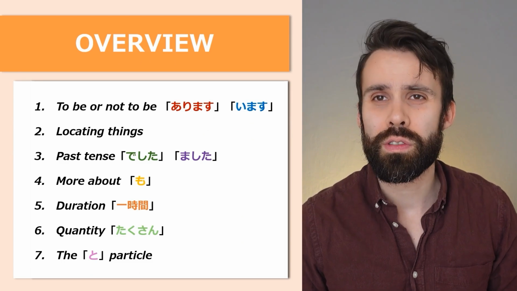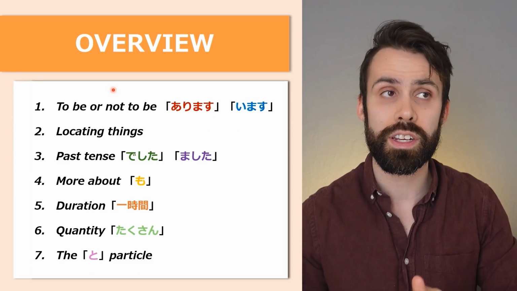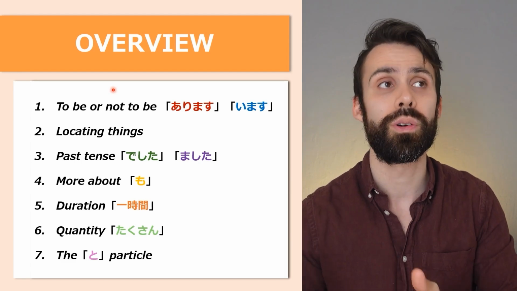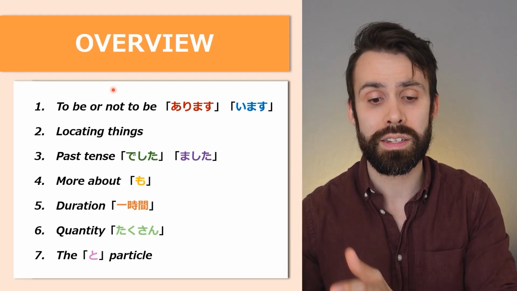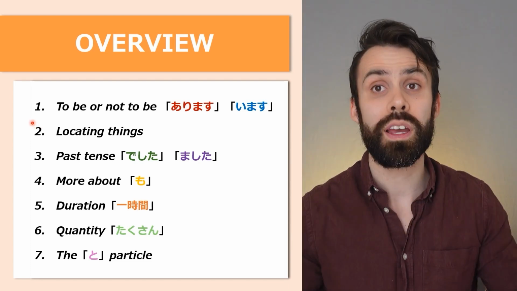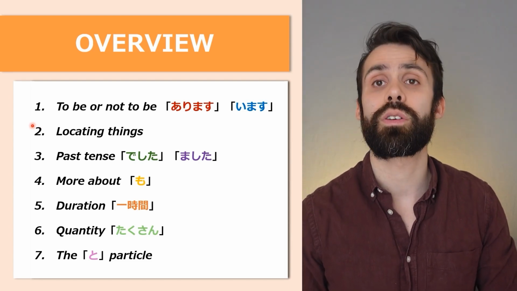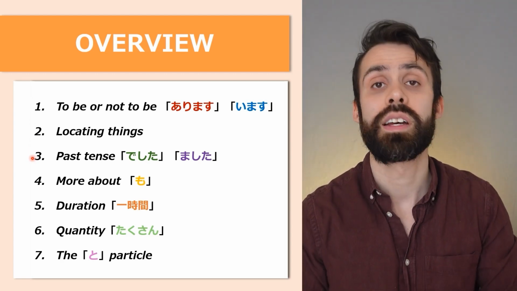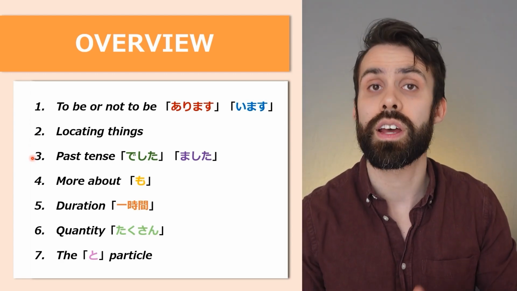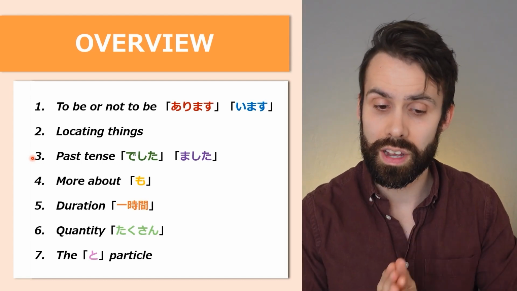Here's a little overview of what we're going to be covering. Firstly, we have two different ways to say that something is: aru and iru, or arimasu and imasu, which are used for different things. Then we are going to talk about how to locate things in Japanese. And then we are finally going to take a look at the past tense of nouns and verbs.